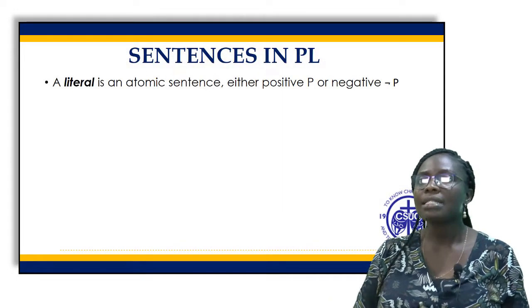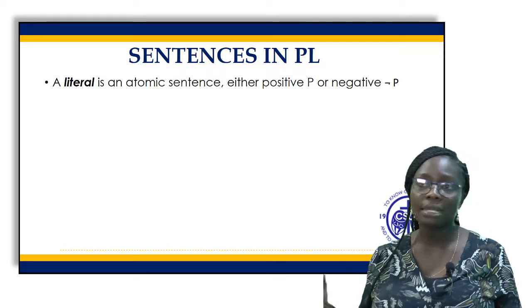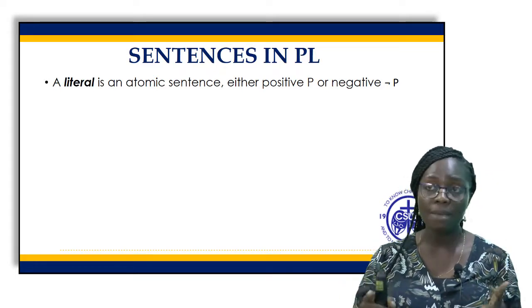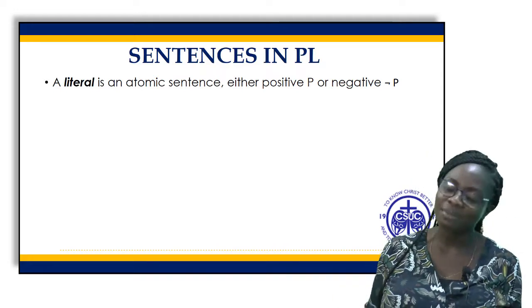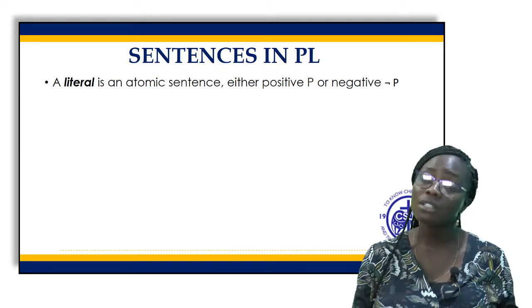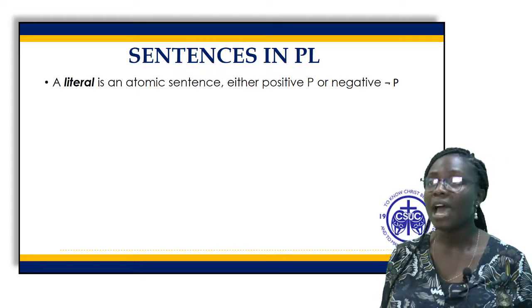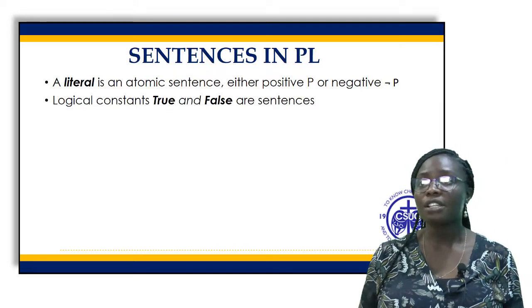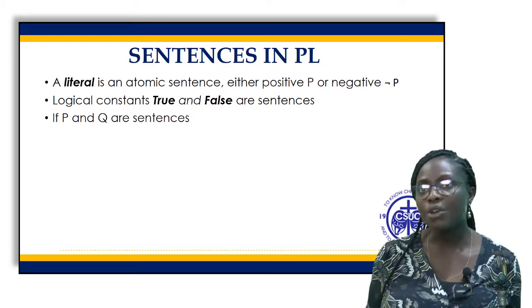Now let's look at sentences in propositional logic. A literal will be an atomic sentence which is either a positive P or a negative P. Remember, we have said that P is a literal and P is one of the constants, and it could be a sentence. So we could have a positive something or a negative something because, again, we said that we have the true or the false bits. Then we have the logical constants which are true or false, and they could be sentences.